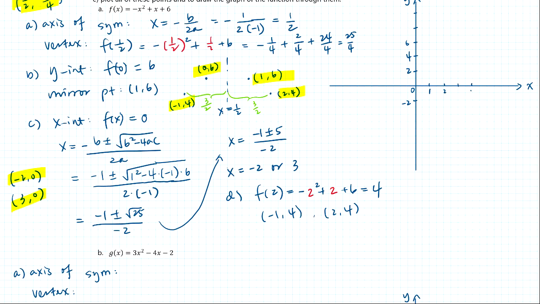So that would be 4. Same thing on the other side. And now if we want to put all the points in, I'm going to take a minute to plot these points. The first one is 1/2 and 25 over 4.